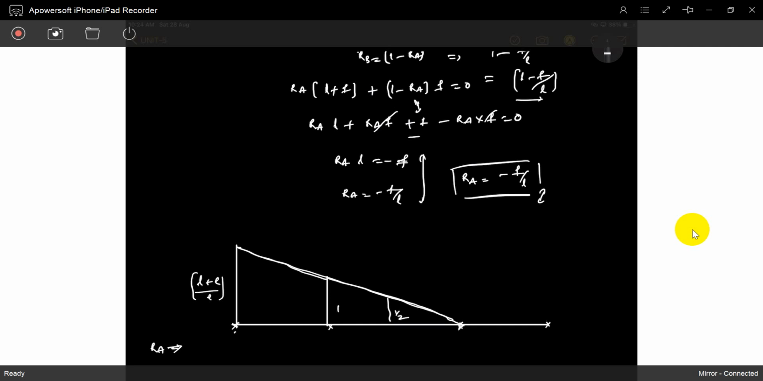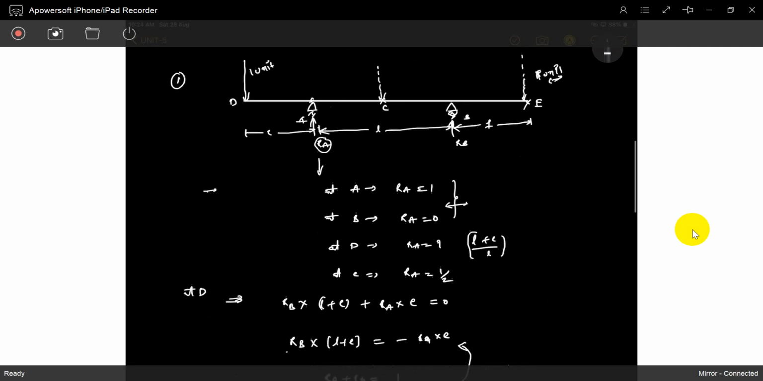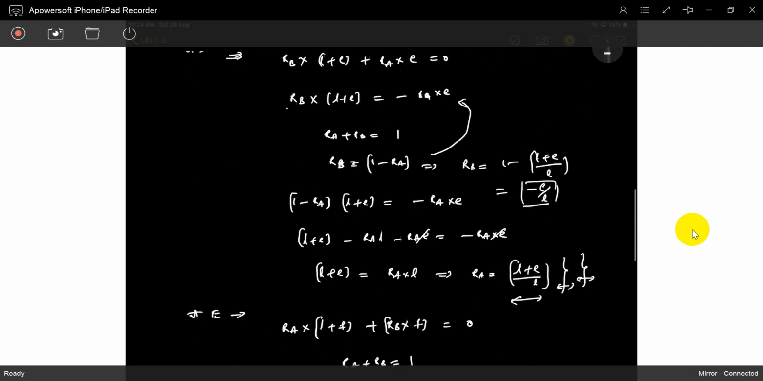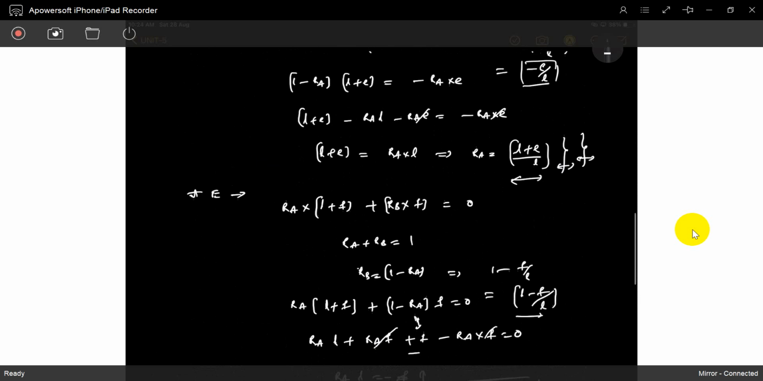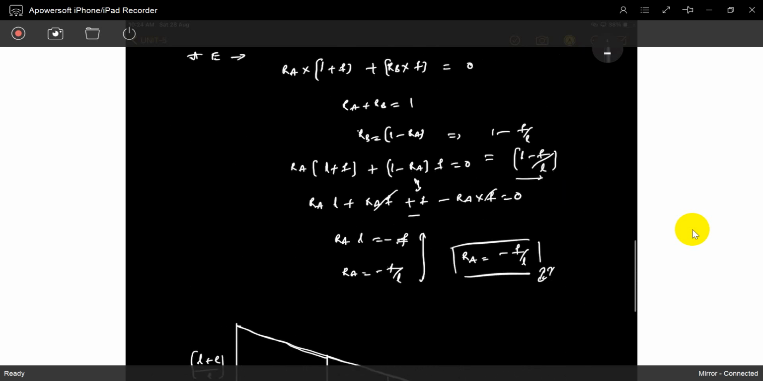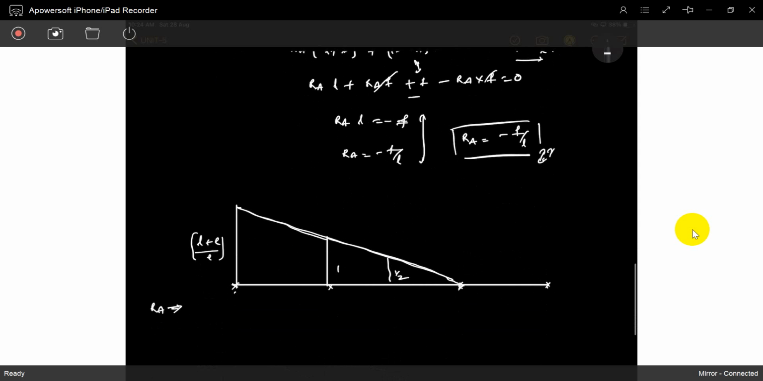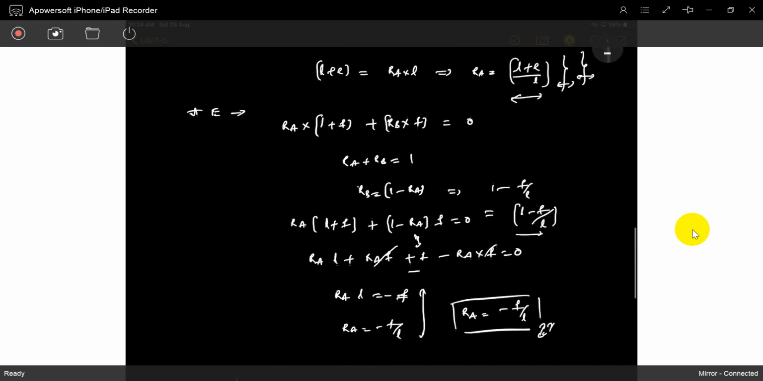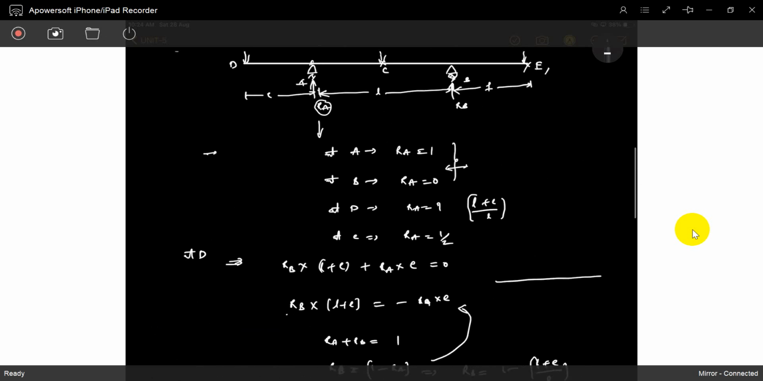So when the load is at B, and the load is at E, what is the value? Minus F by L. When the load is at E, minus F by L. Understood? So minus F by L comes to this. This is F by L. This is the ILD for RA. That's it now. You already know. Otherwise, if you want to clarify it, just do it.